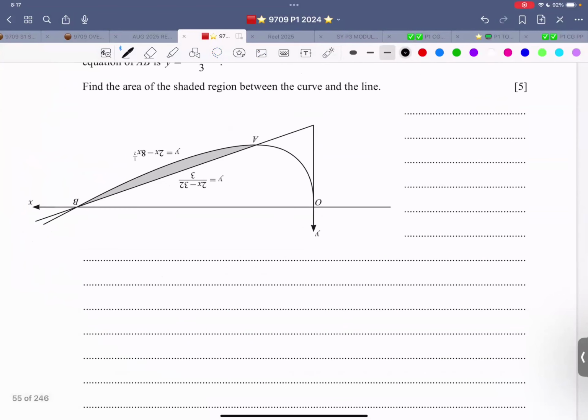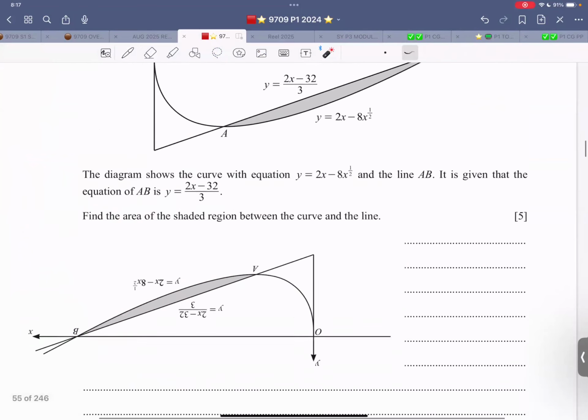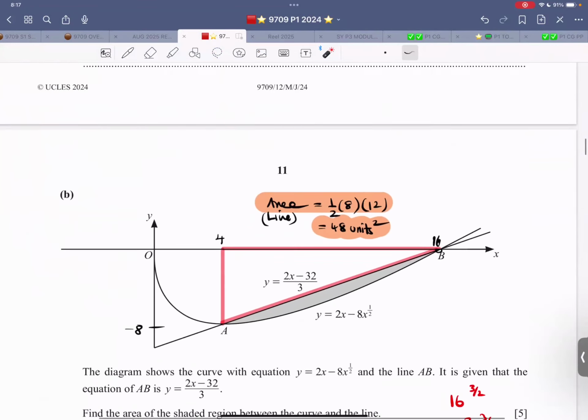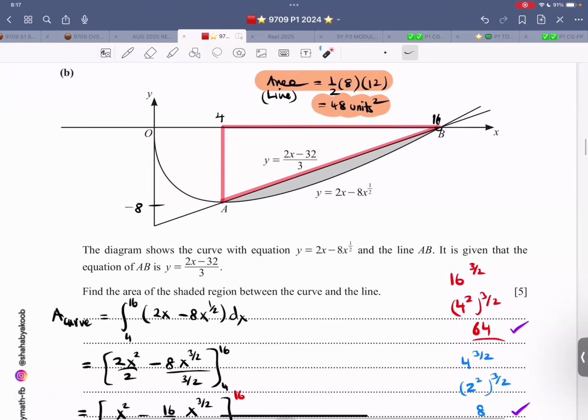Now over here, what do we see? We see that between these 2 points, the area under the curve will include everything, and subtract from it the area of the triangle, that will give me the area of the shaded region. Okay, so now let's double check. First of all, this is the equation of the curve. Equation of AB is already given. Find the area of the shaded region.